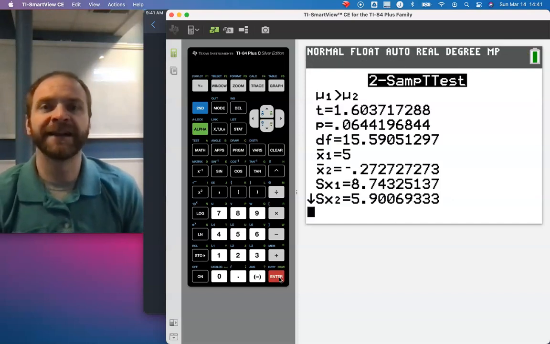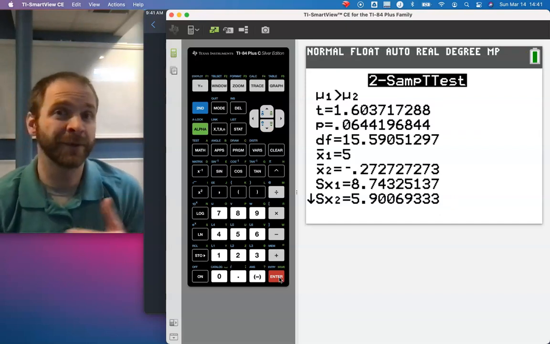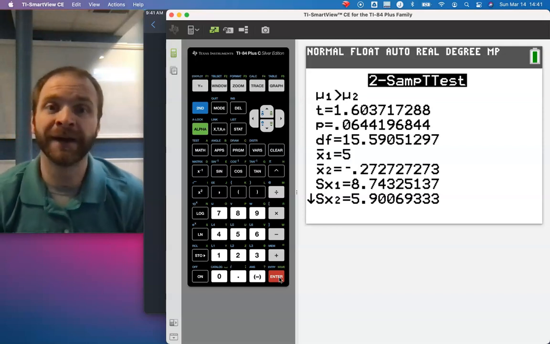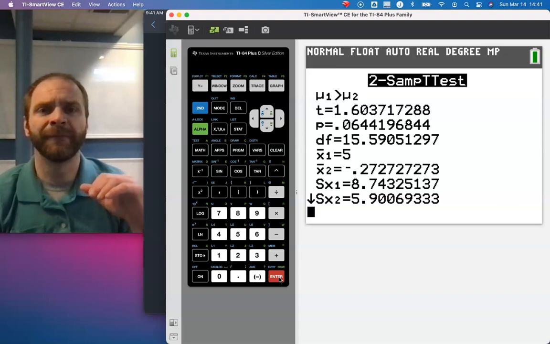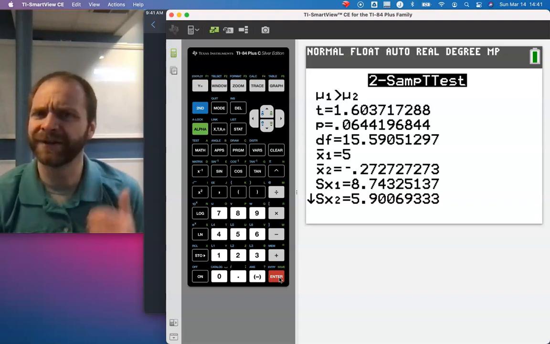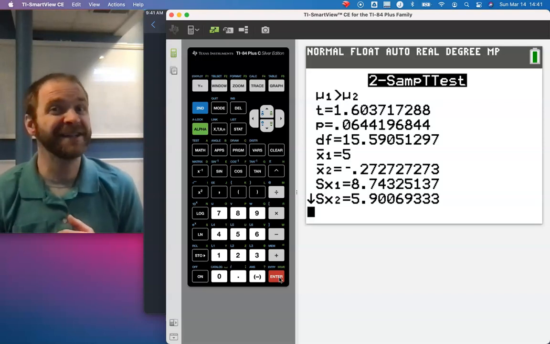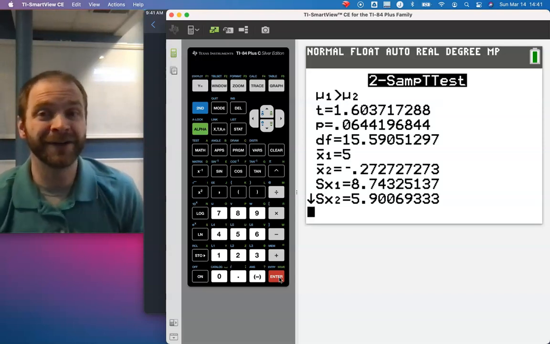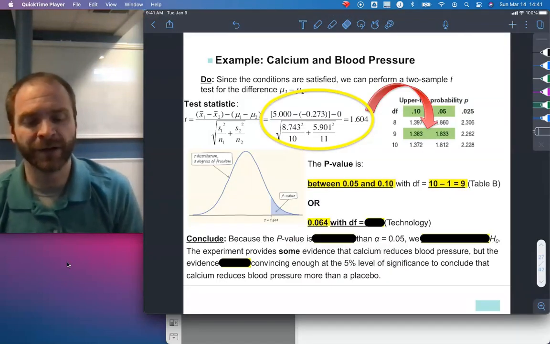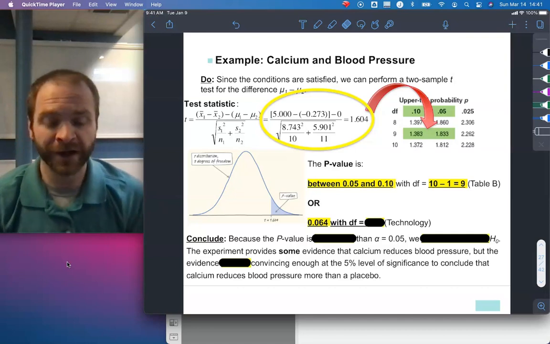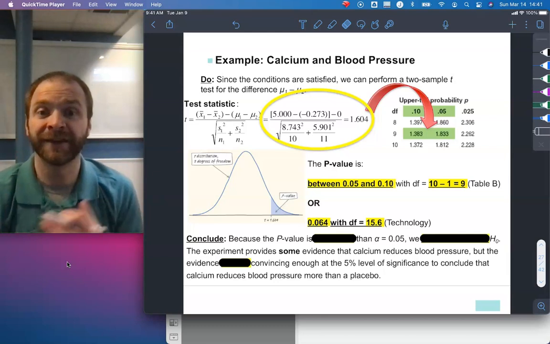Now, if I hit calculate, it's going to give me everything as well. It gives me my p-value, 0.064, which, by the way, is between 0.05 and 0.10. It gives me my x bar 1, my x bar 2. Good news. It also gives me my degrees of freedom, 15.59051297. Wow, that's pretty specific. So if I'm going to use the technology, I would have to specify that as well. I would have to say my p-value is 0.064 with degrees of freedom of 15.6. You got that from the calculator technology.